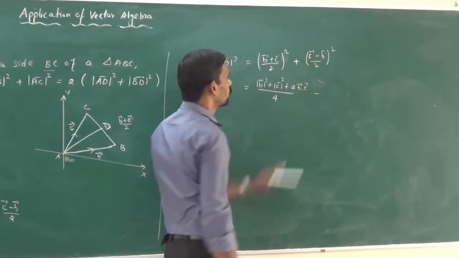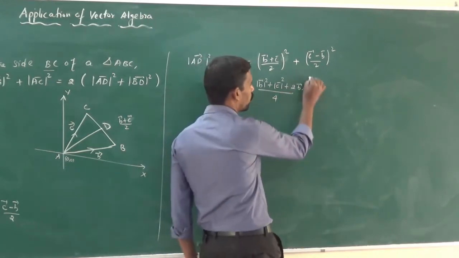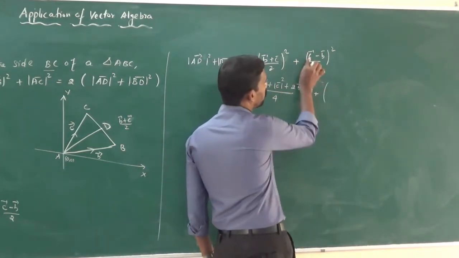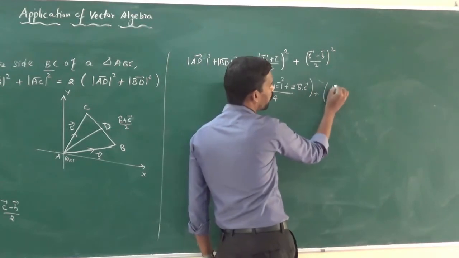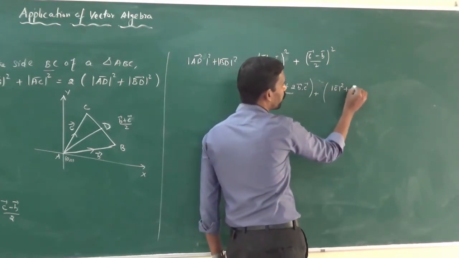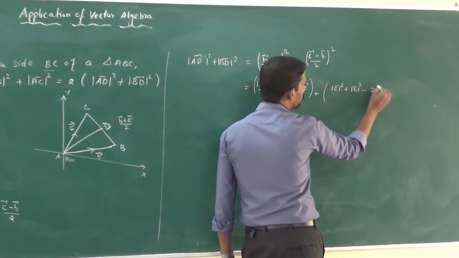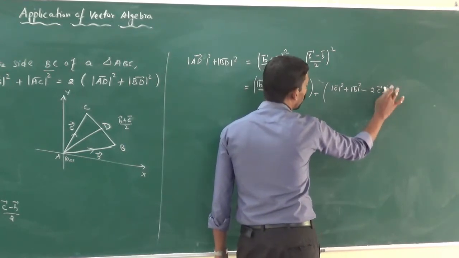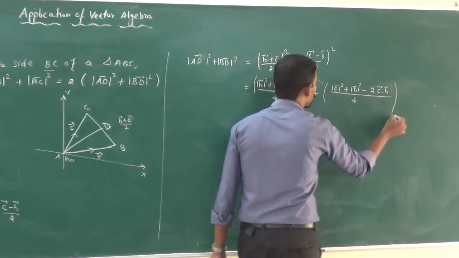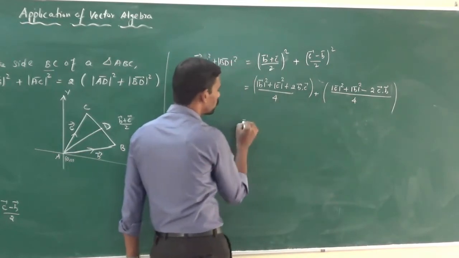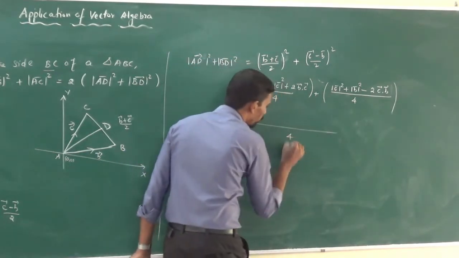Now, this one, C vector minus B vector. So, magnitude of C vector square plus magnitude of B vector square minus 2 into C vector dot B vector, divided by 4. So, denominators are same. So, now we can add the numerator.